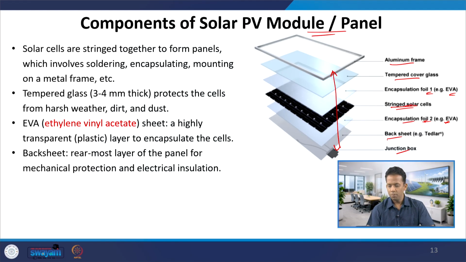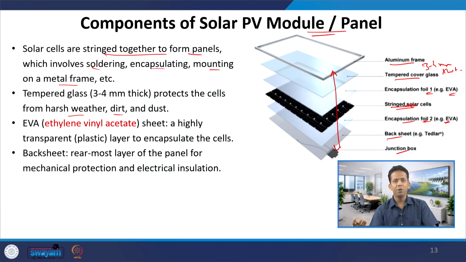So solar cells are stringed together to form panels, and this involves soldering, encapsulating, mounting on a metal frame, etc. And the tempered glass is 3 to 4 mm thick, and it is this glass which protects the cells from harsh weather, dirt and dust.